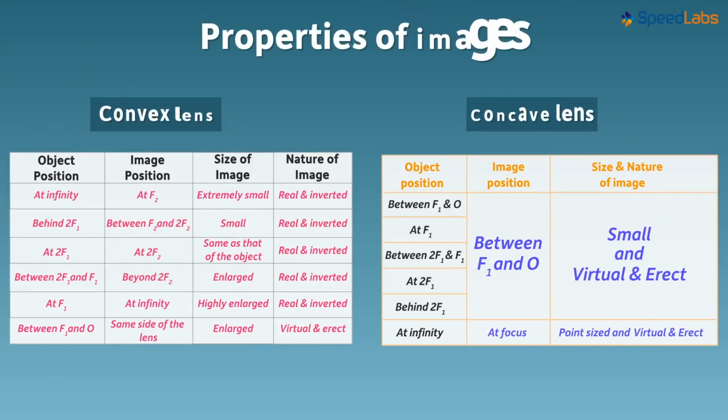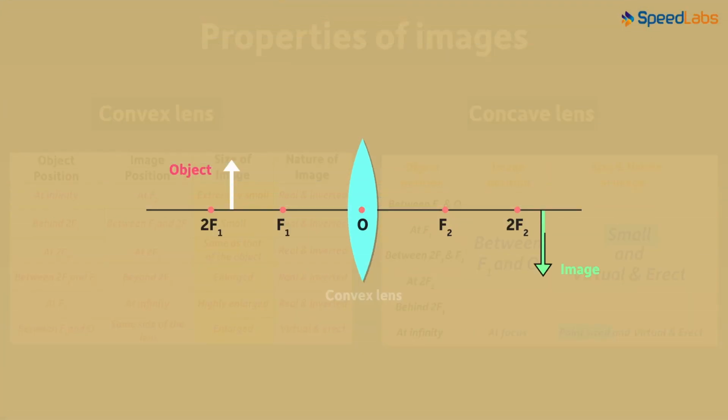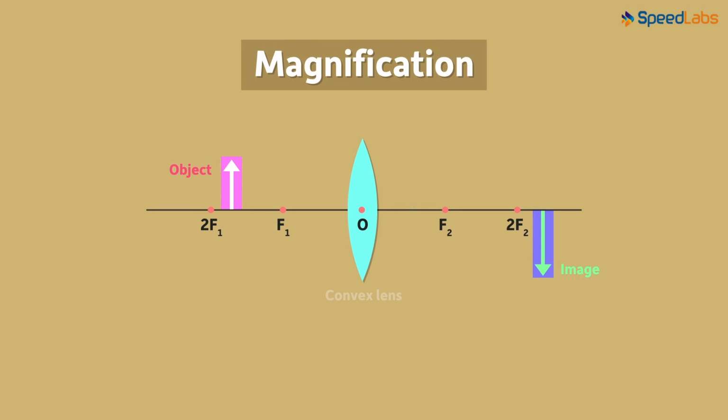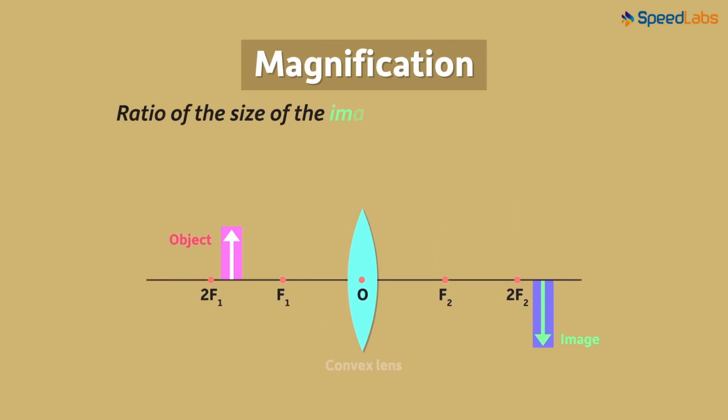We know that the properties of an image formed by spherical lenses vary with respect to the object's position. One of those varying properties is the size of the image. But what if we want to compare the size of the image with the size of the object? We have a term which relates the size of the image with the size of the object, and it's called magnification produced by a lens. It's defined as the ratio of the size of the image to the size of the object.